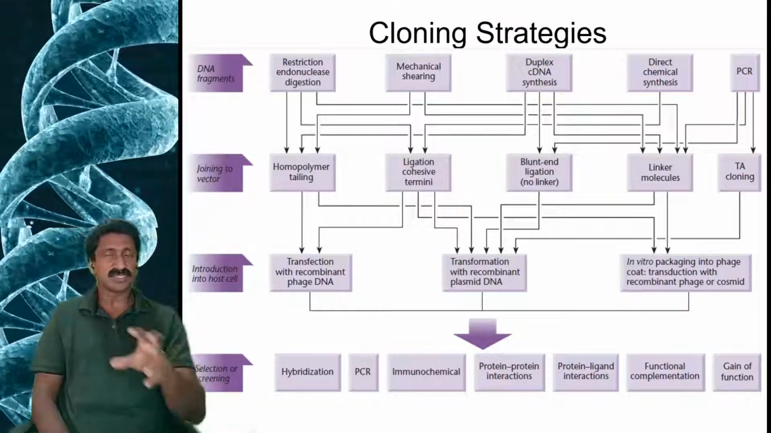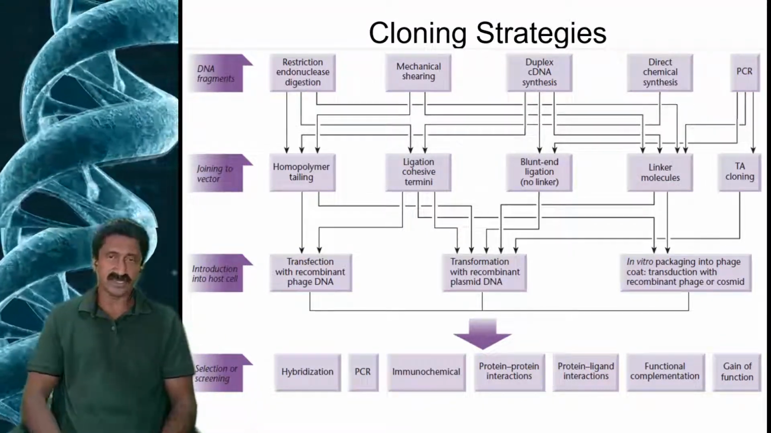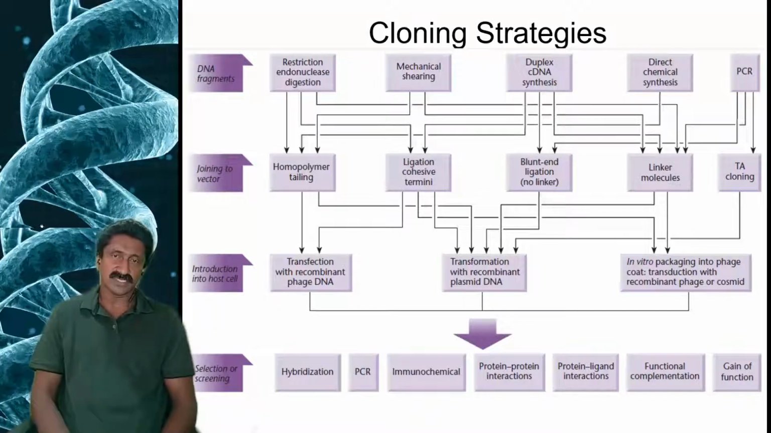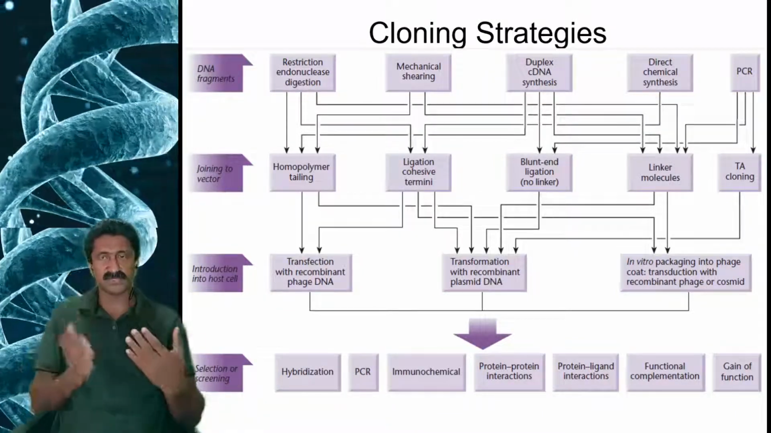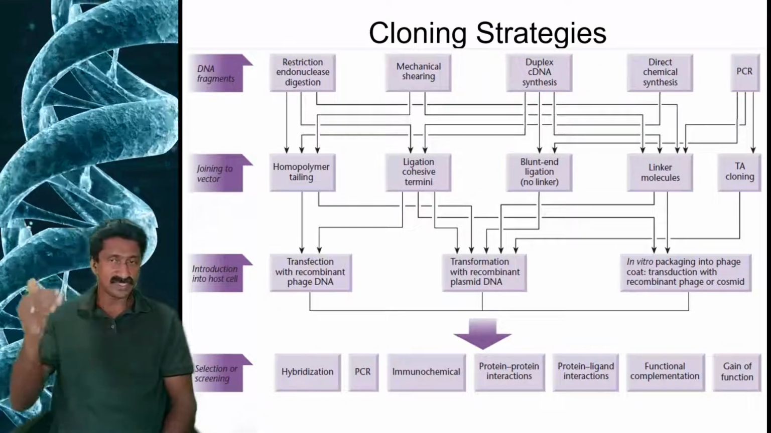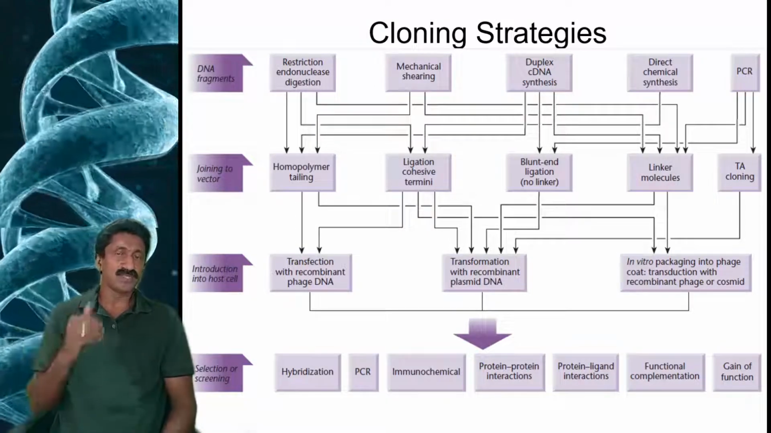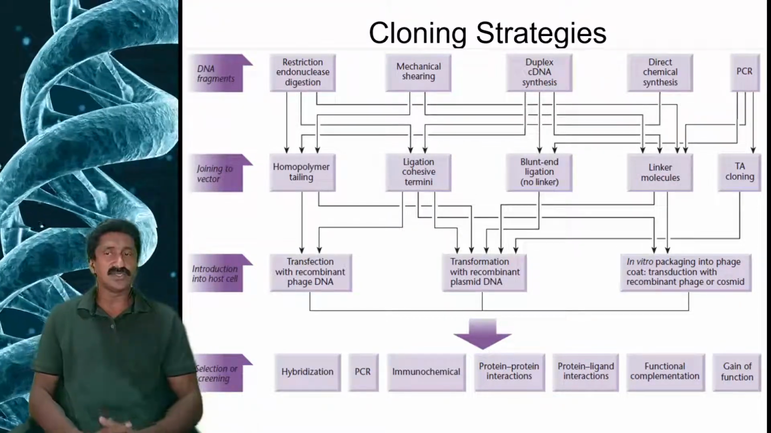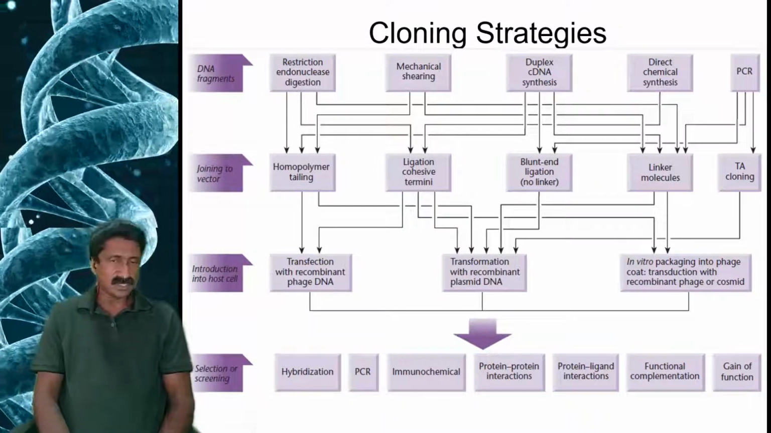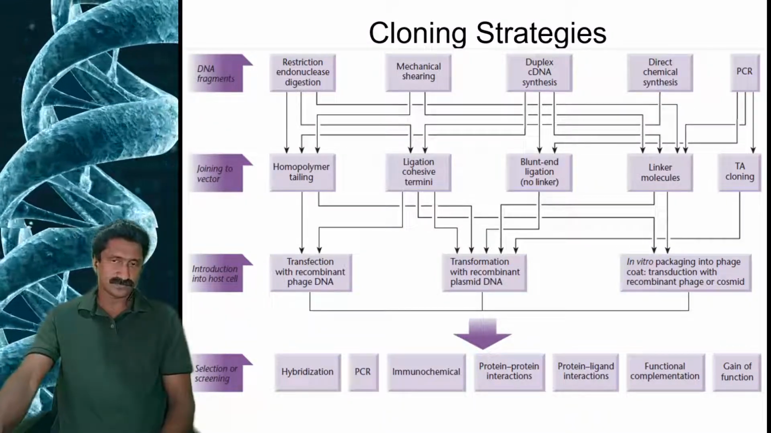Anyway, we are not going into the details of the specific methods in this slide. In this slide, we are actually discussing the different strategies or the combination of the strategies that is used for achieving cloning at these 4 different levels. So this is the joining to the vector. Is it clear? Hello?